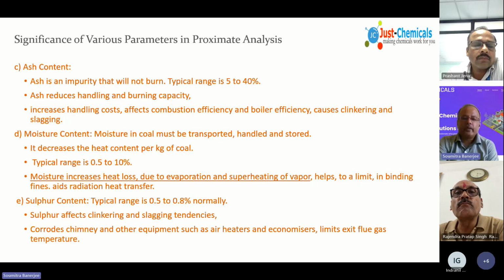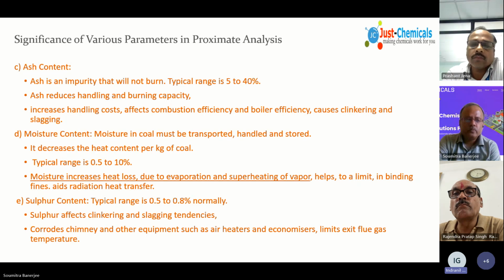And then sulfur content. This typically ranges 0.5 to 0.8% in Indian coal. Sometimes in foreign coal it is 2 to 3%. Recently, I went to Tata Power Trombay. I found that they are using 0.5% sulfur content Indonesian coal. Is it possible, Indranil?